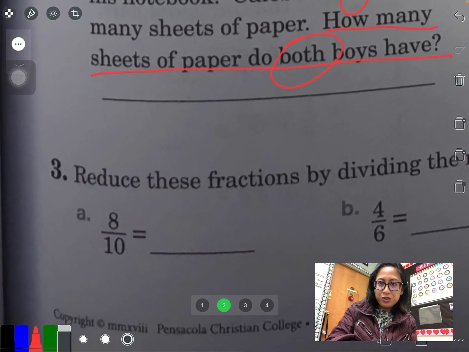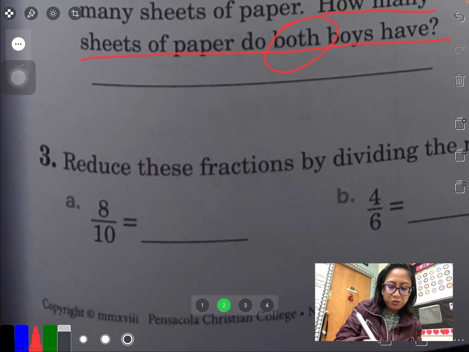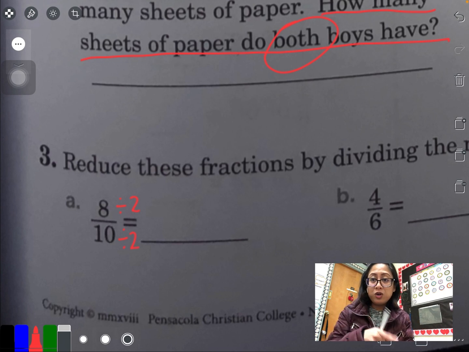So here's what you'll do. This time, they did not put in red, divide by 2, divide by 2. This time, you have to do it on your own. You can write it like how I did. So I wrote it out. You can do this too. You can write divided by 2, divide by 2.